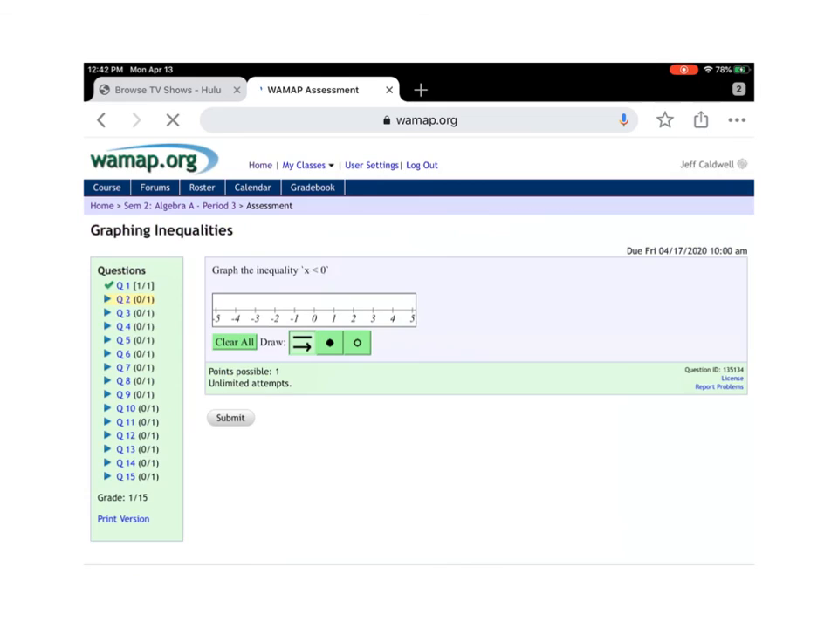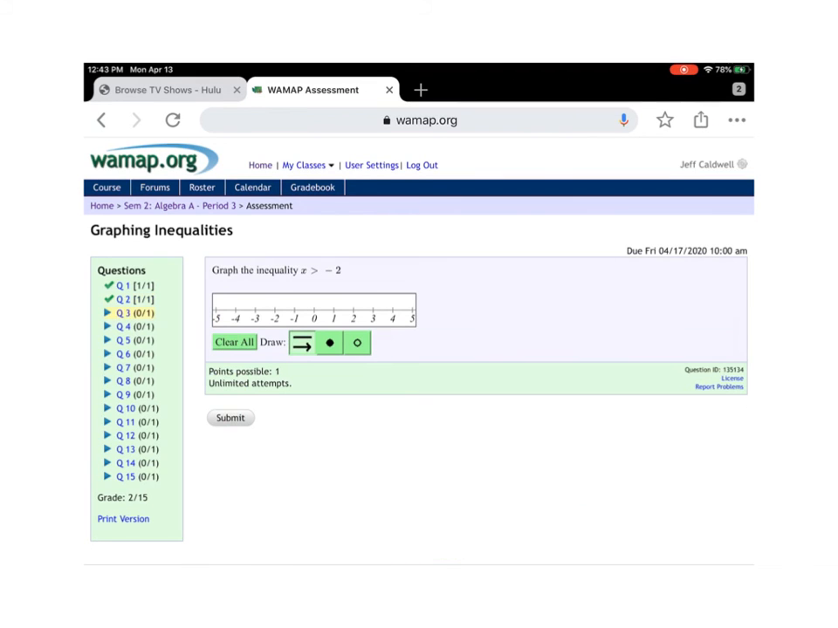Question 2. X is less than 0. 0 isn't less than 0, but that's where my answers start. So I put an open circle on 0 because it's not a solution. Numbers less than 0 are to the left. Smaller numbers are always to the left. Click in the center of the circle, draw your line carefully, keep drawing until you get that arrow.